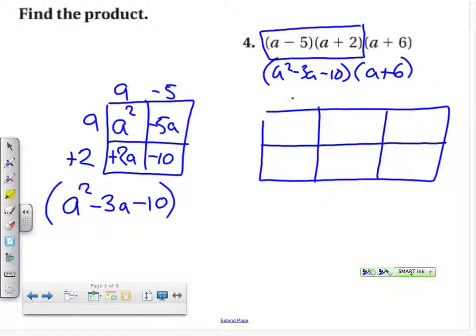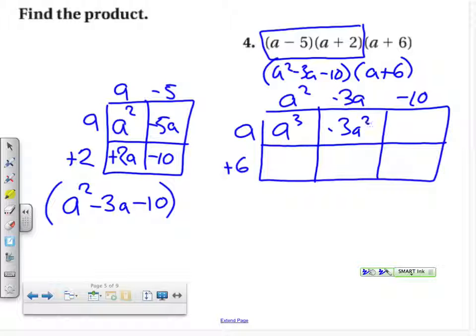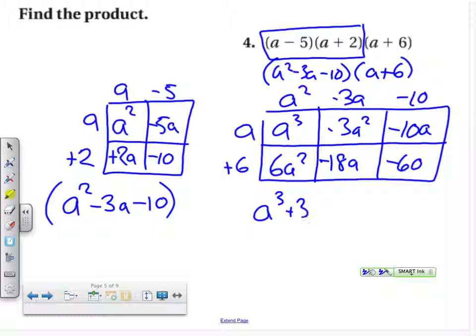And we'll have a squared minus 3a minus 10 and a plus 6. This box would be a cubed minus 3a squared minus 10a. Lower level will be 6a squared minus 18a minus 60. And when we combine like terms, we got a cubed plus 3a squared minus 28a minus 60.